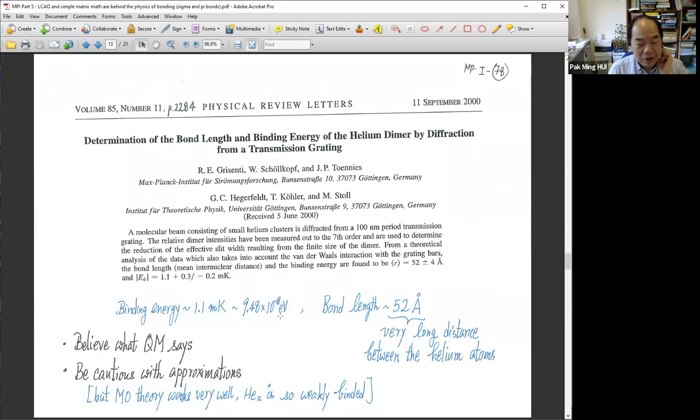Okay, so my goal here is, do you believe what quantum mechanics says? Well, all this follows the Schrödinger equation, but when we make approximations such as Born-Oppenheimer and then LCAO-MO, use the results with caution. That's the story.